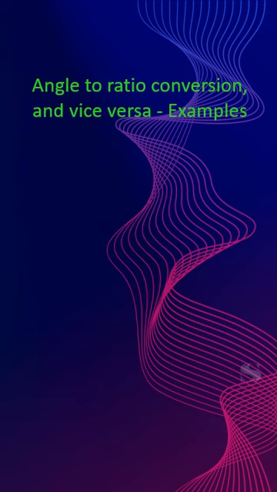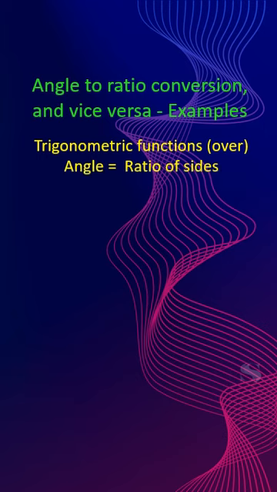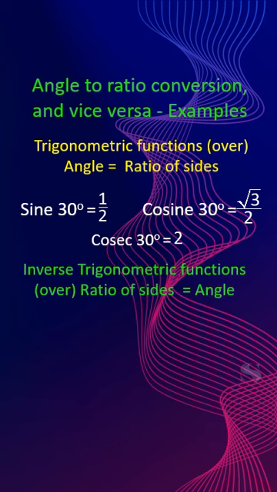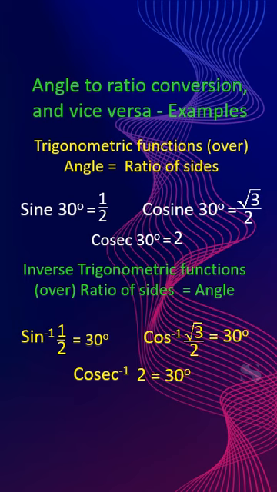Here are a few examples of how the functions and their inverses work. A trigonometric function, when applied to one of the two acute angles, gives the corresponding ratio of the length of sides of the right triangle. Whereas an inverse trigonometric function, when applied to a ratio of the sides of a right triangle, gives the measure of the corresponding acute angle.